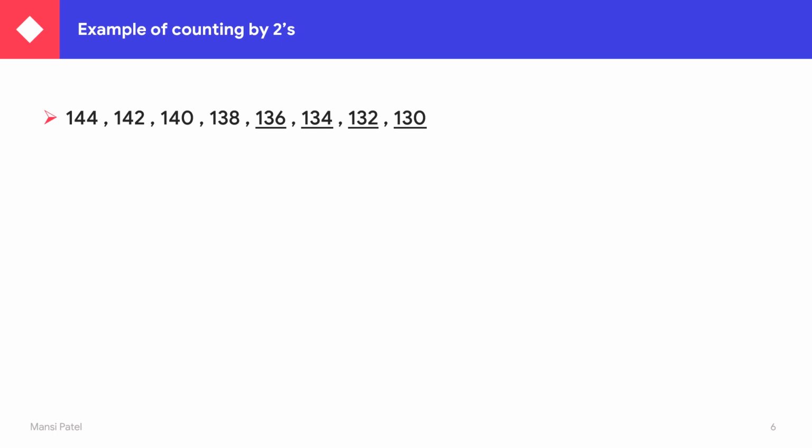So when we are subtracting 2 from 144, 4 minus 2 is equal to 2, and 14 we have to put as it is. Now 2 minus 2 is equal to 0. Other digits as it is. So after 142, what is our backward sequence? That is 140. Now 140 minus 2. As you know, 0 minus 2 is not possible. So what do we have to do? We have to borrow from 4, from the previous number.